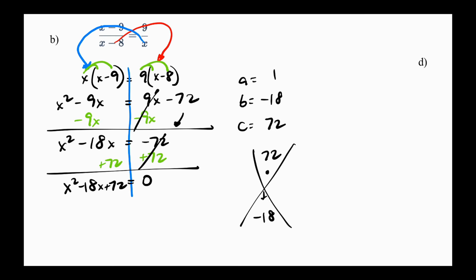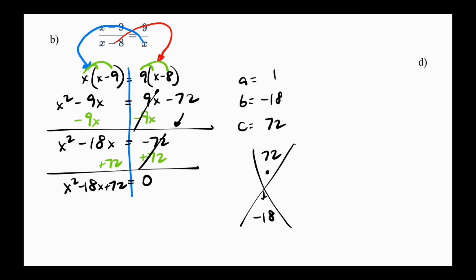Okay, so I cross multiplied. Got 9 times x minus 8 and x times x minus 9. Distributive property, I saw I'm going to get an x squared. So since I get an x squared, I need to get everything on one side and set it equal to 0. And that's what I did there. If you don't get an x squared, you get x's on one side, numbers on the other, just like we did for number 1 and number 2, or for the last example 2a and b.